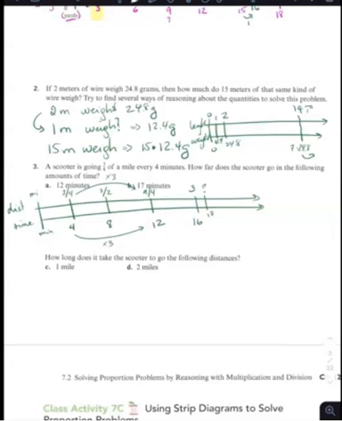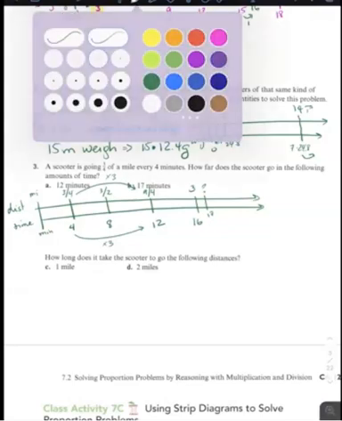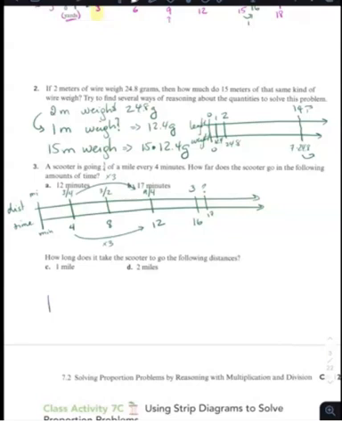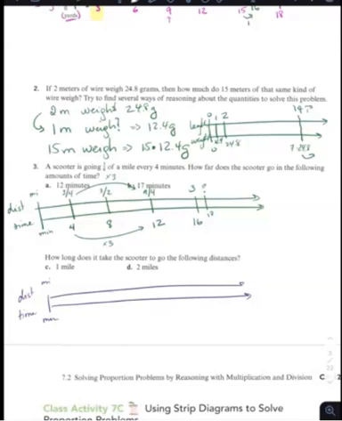Now, how long does it take the scooter to go the following distance? 1 mile. So let's switch to a different color. 1 mile. So this is distance and time. This is miles and minutes. And we know that 3/4 of a mile takes 4 minutes. Now we want to know how long it would take to do 1 mile.